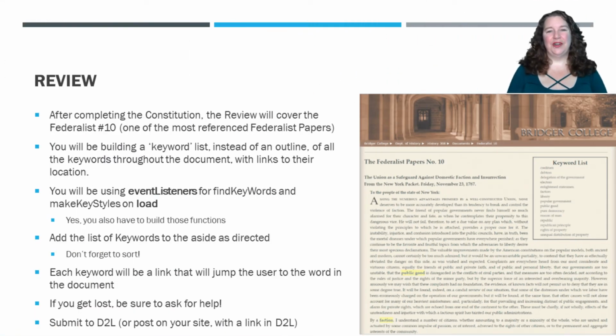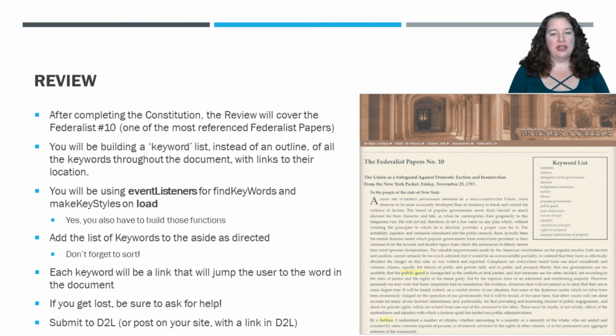All right, so after we made our constitution, we made our outline, and we changed our style sheets. Our review project is going to be similar to the Constitution, where we're going to be creating a keyword list. This list, instead of an outline, is going to list all of the keywords in the document. So there's a lot of keywords that are important in Federalist Paper 10. It's one of the more important Federalist Papers, by the way.